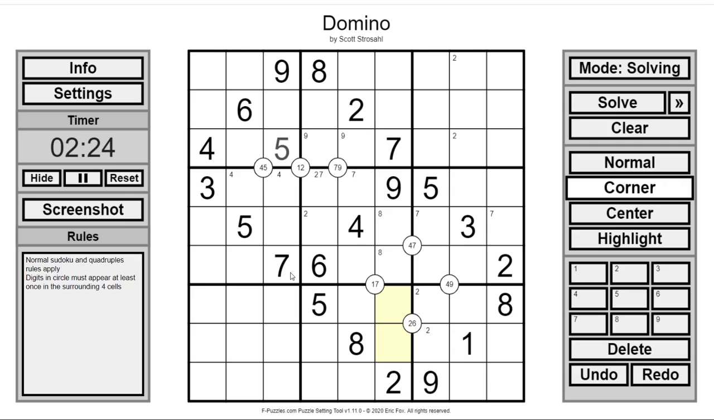I must admit I'm not super in the loop about this type of puzzle. I've maybe done it once before.